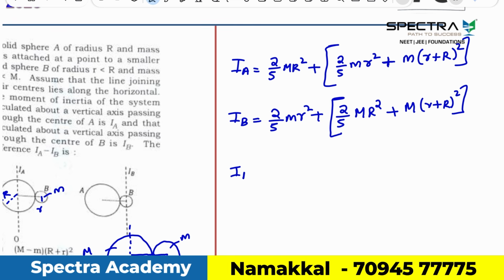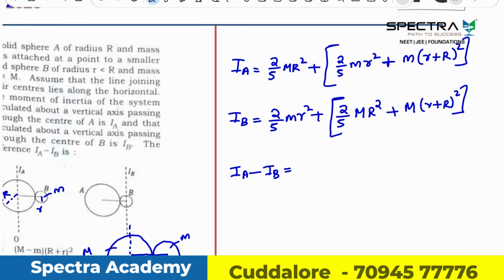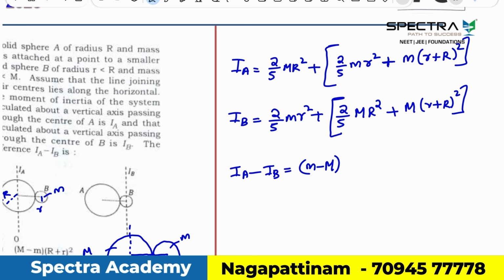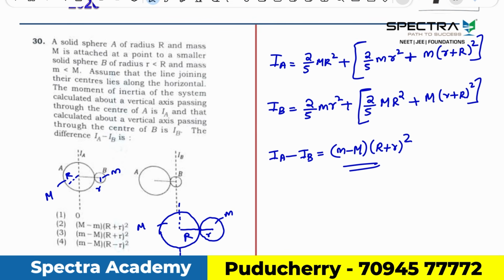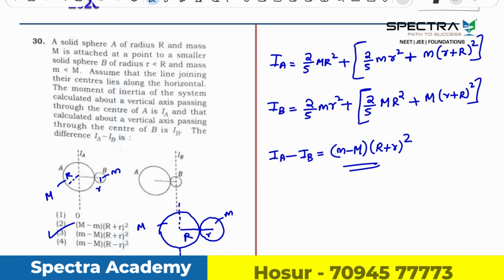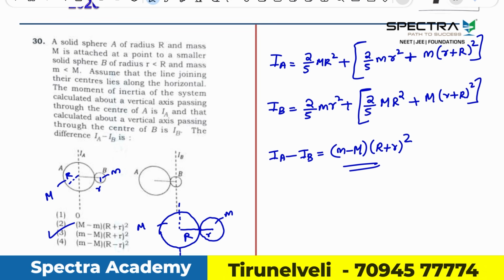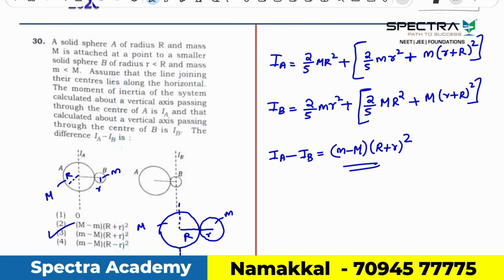Now you are asked to find Ia minus Ib. What if I do Ia minus Ib? What am I going to get? Small m minus capital M into R plus small r the whole square. So which is the right option? Option 3. So from question number 16 to question number 30, every question is not numerical. Some questions you can answer logically, and one question is just theoretical. Okay, so hope you understood.